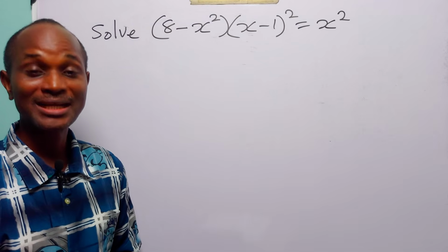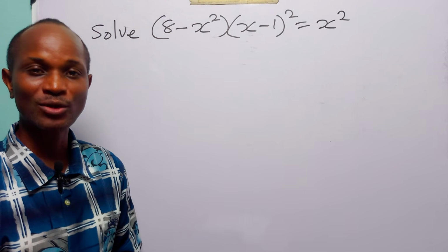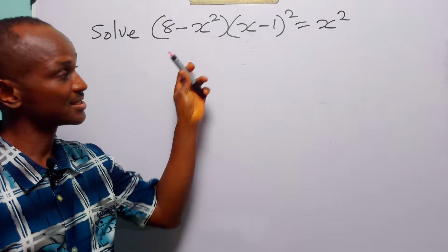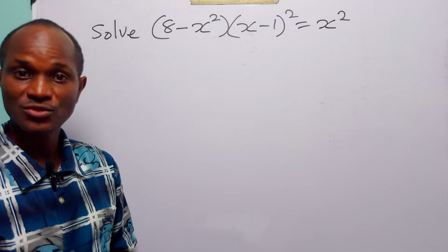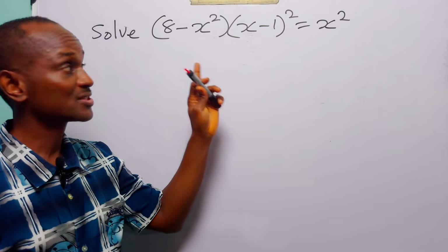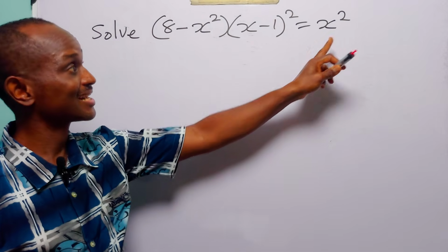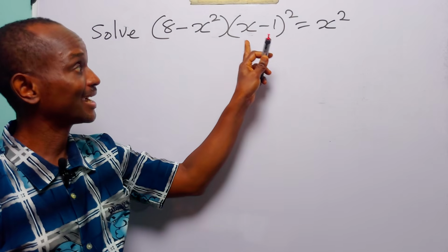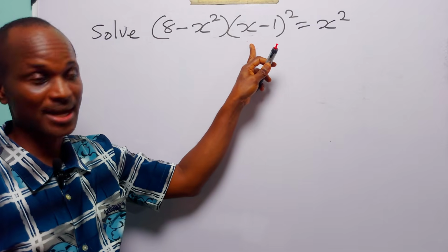Hello and welcome. In this math tutorial, our task is to find all the values of x that satisfy this equation. Now, to solve this problem, instead of expanding the left-hand side, let us start by dividing both the left-hand side and the right-hand side by (x - 1)².